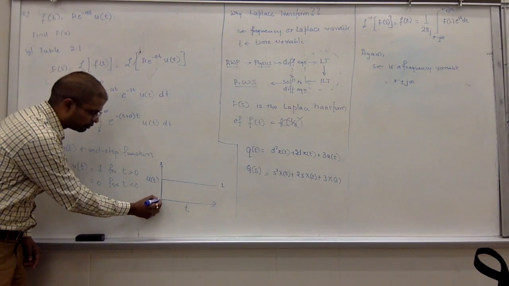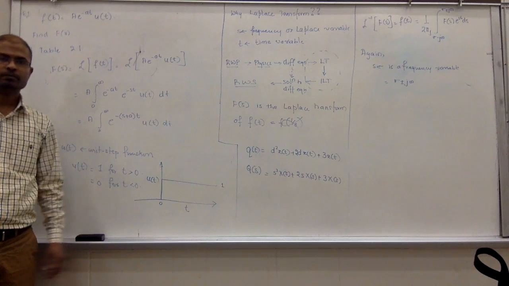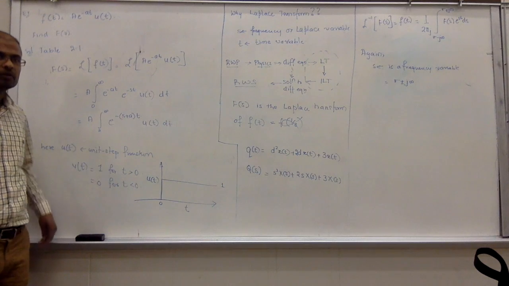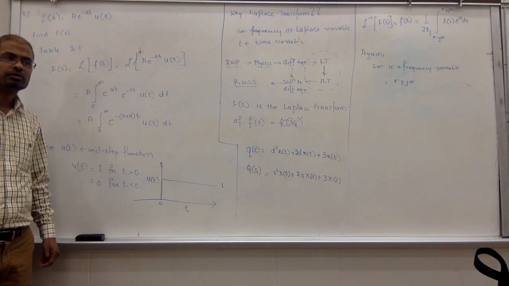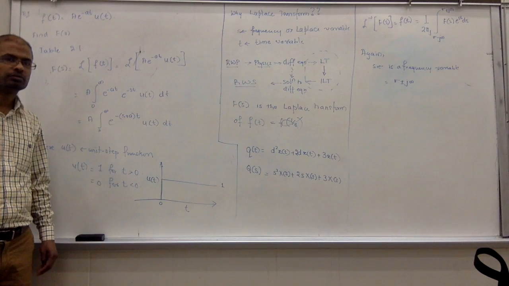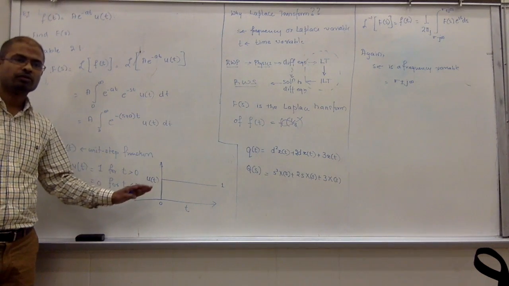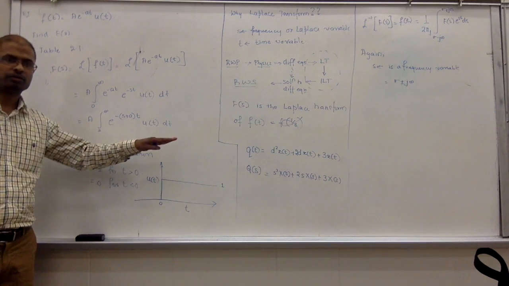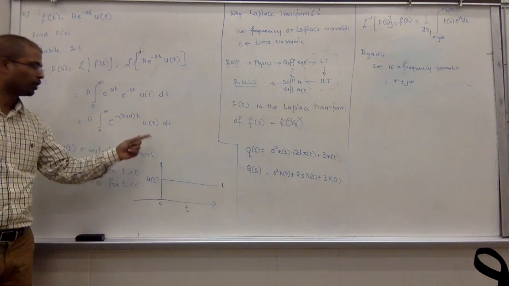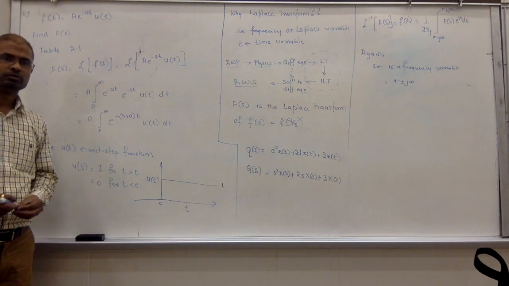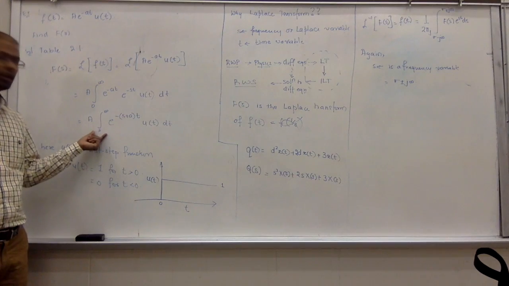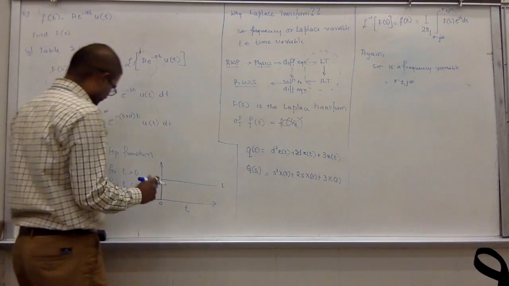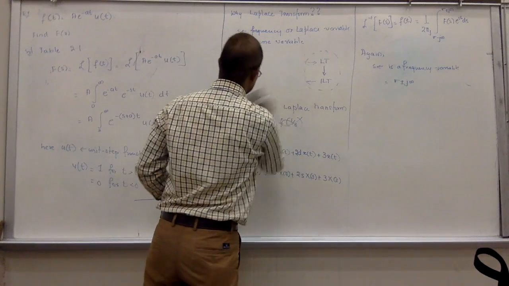If it was here, what would the value of u of t be on this part of the time scale? It will be 0. We don't really understand negative time, we understand only positive time. So as long as time is positive, u of t is simply 1. Here we are integrating in positive time between 0 and infinity. We'll finish this and go on.